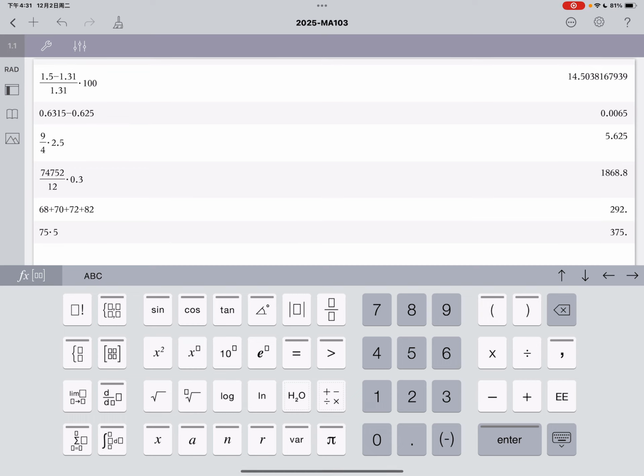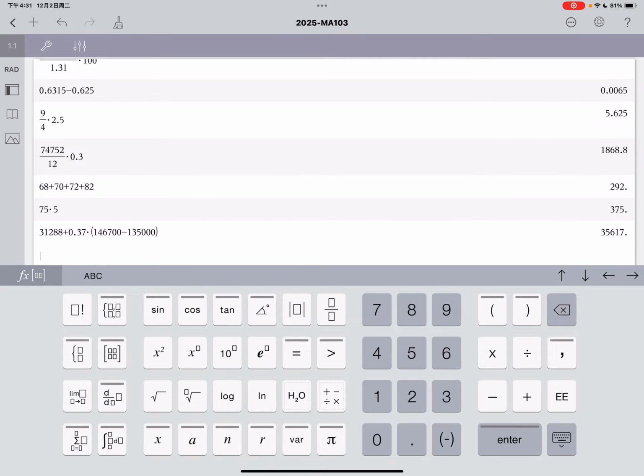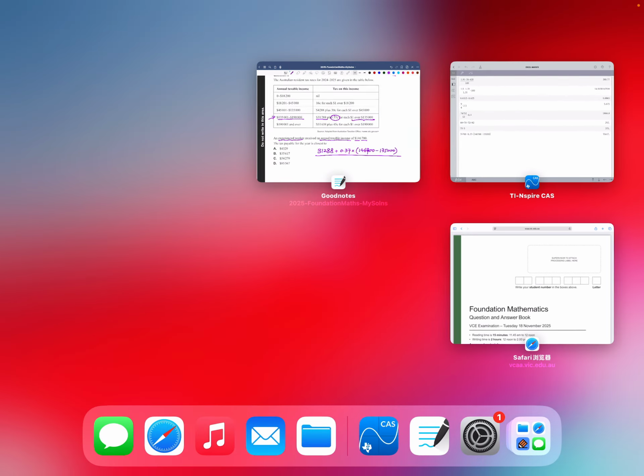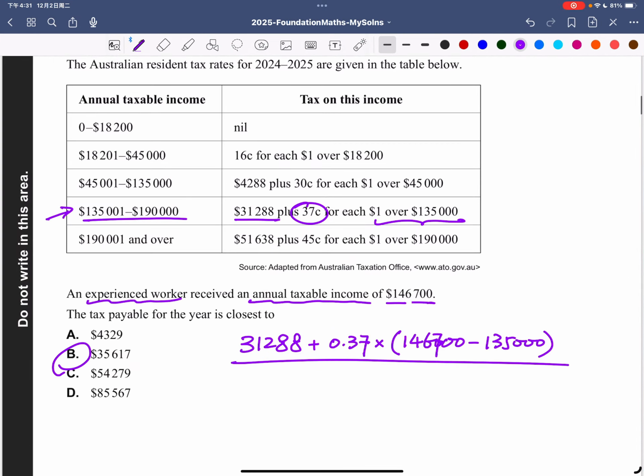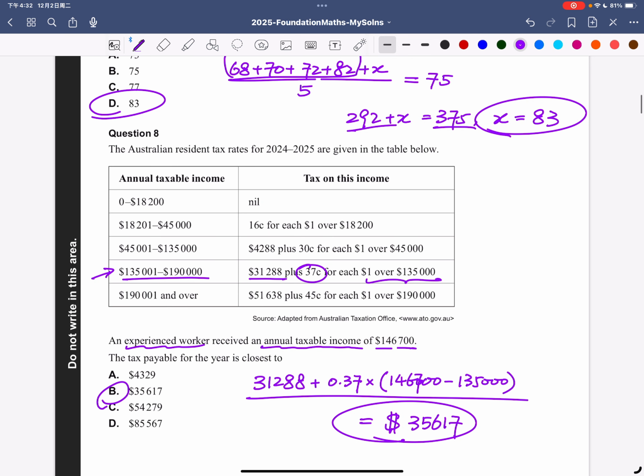For example, 31288 plus 0.37 multiplied by 146,700 minus 135,000. Therefore, you would get 35617. Option B. Okay, so that's question 8.